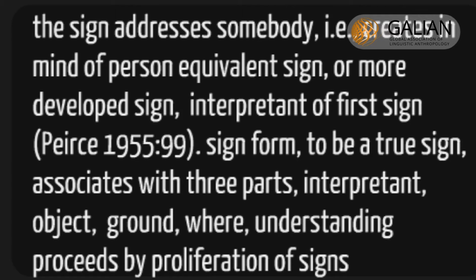Okay. So as Peirce describes it, the sign addresses somebody or something. That is, it creates in the mind of that person an equivalent sign, a sign equivalent to the object, or perhaps a more developed sign. The sign which it creates, he calls the interpretant. If we add this new term, we can say that a sign form, in order to be a true sign, is associated with three parts: an interpretant, an object, and a ground.